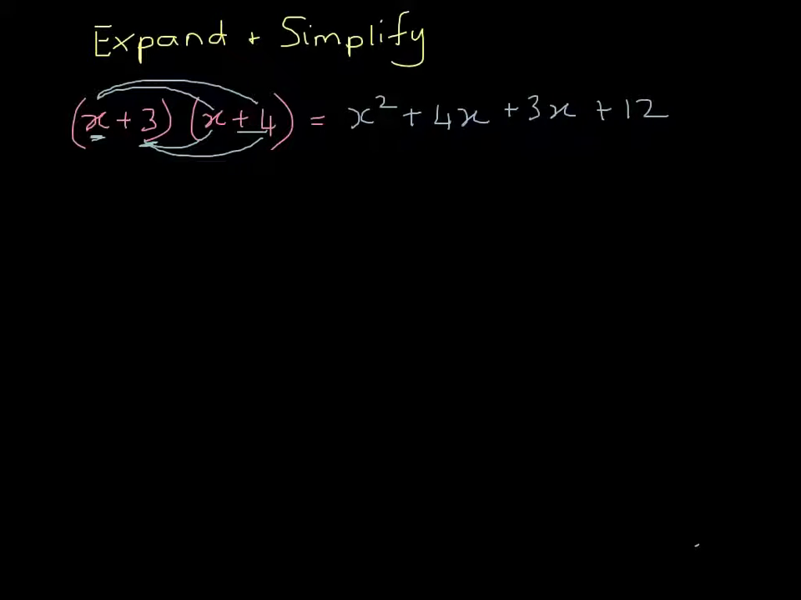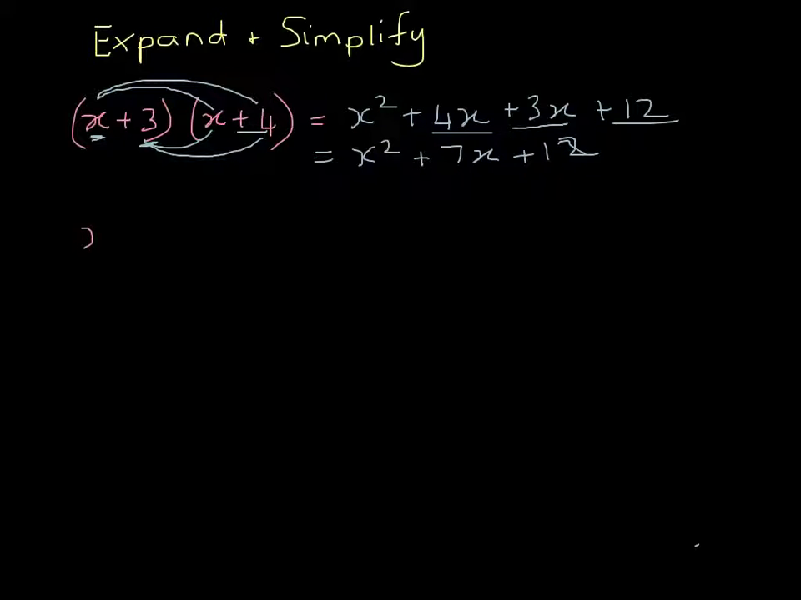Now I need to simplify this. I've got only one x squared, that stays the same. I've got 4 lots of x and 3 lots of x here, so I've got 7 lots of x. And I've got plus 12 by itself. And that's my answer there. That's the expanded form, and when it has the brackets, it's the factorised form.